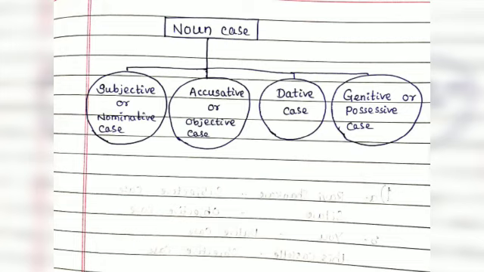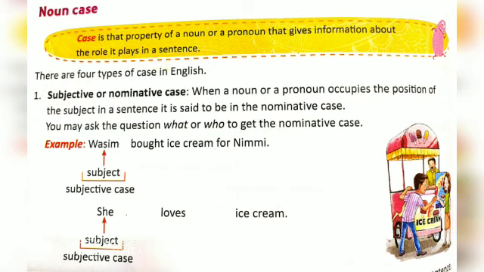Now based on this, the noun case is divided into four parts. One is subjective case or nominative case. Second one is accusative or objective case. Third one is dative case, which generally refers to the indirect objects. And the last one is genitive or possessive case. Okay. So we will start with the first one, that is subjective or nominative case.